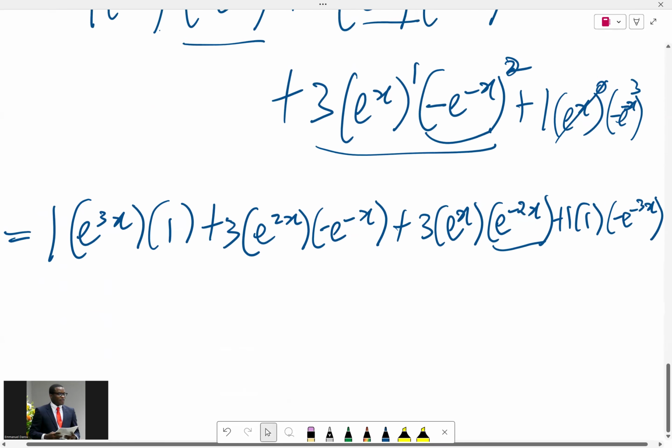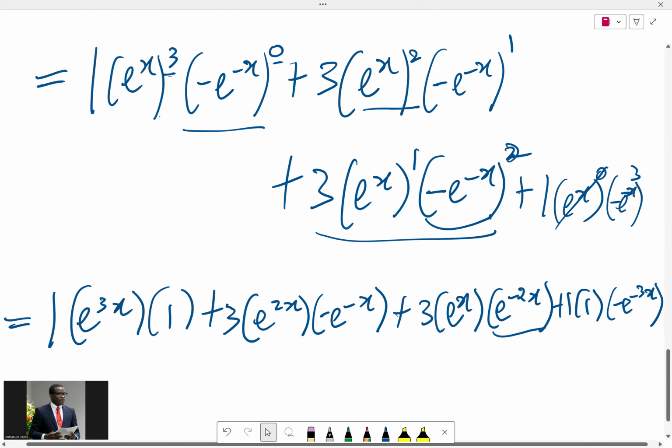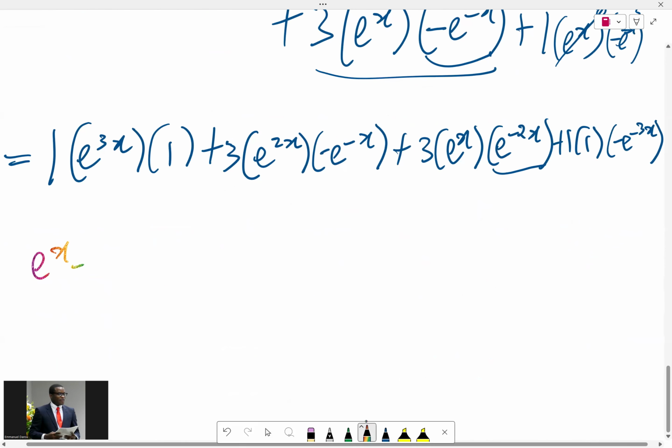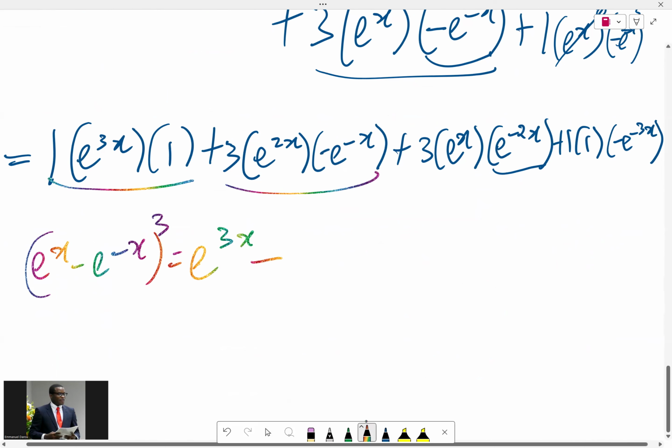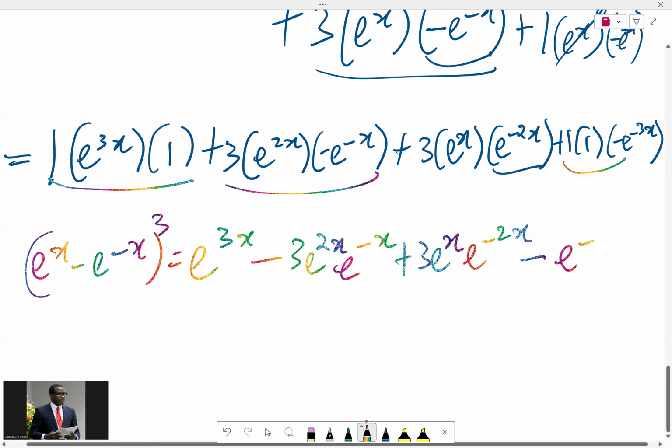So we can tidy this up and say that e raised power x minus e raised power minus x all raised power 3 is the same thing as e raised power 3x from here. Then here you have minus, because of this minus, 3 e raised power 2x e raised power minus x plus 3 e raised power x e raised power minus 2x plus 1 times all that. That's actually minus. So plus minus, so you have minus e raised power minus 3x.